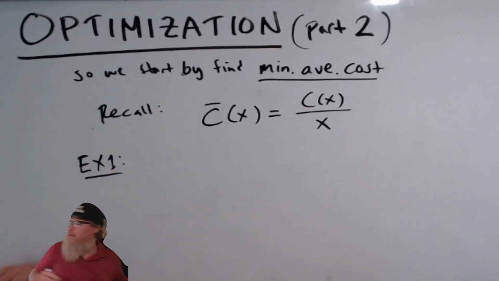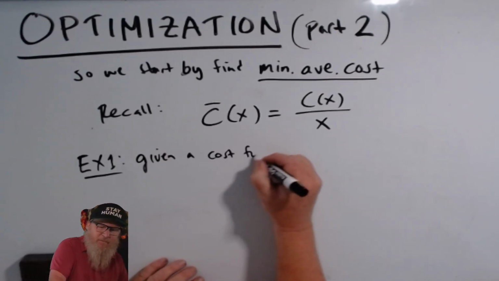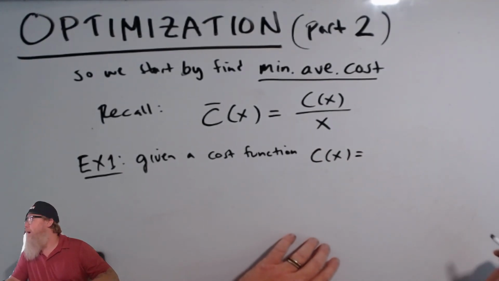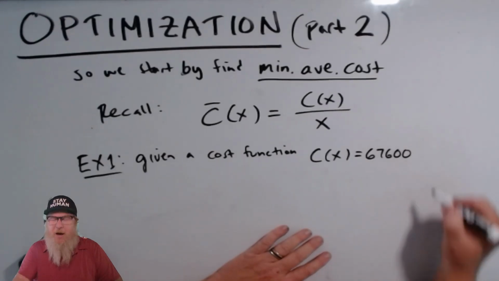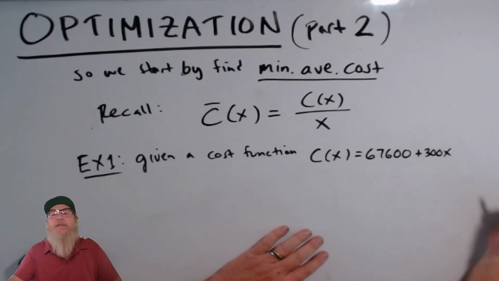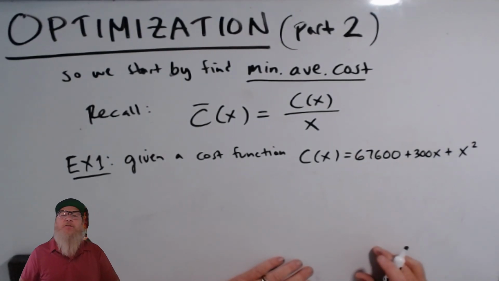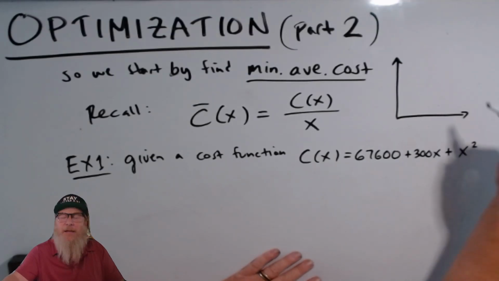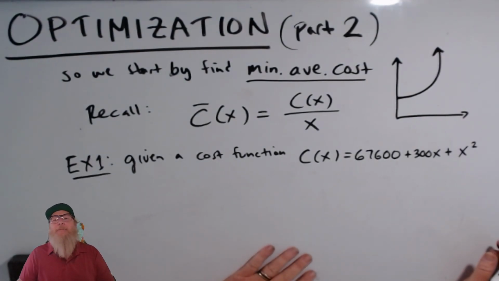Example one, let's start with a cost function. Doesn't really matter what it's for. You can make something up. This looks like a pretty expensive cost, 67,600 plus 300x plus x squared. So it's a quadratic cost function. I'm not really going to graph these in this section, but it essentially looks like this. It's a half of a parabola.